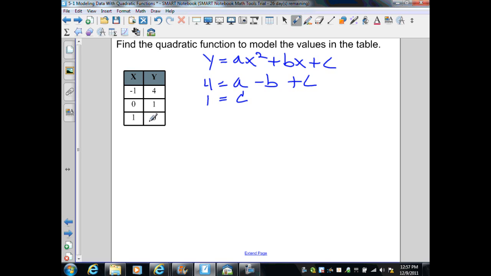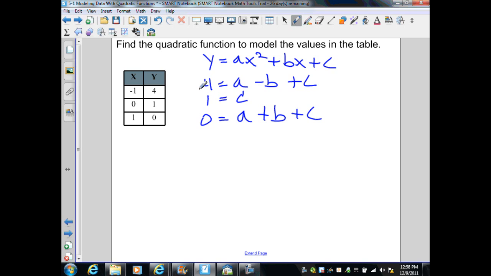For my last ordered pair, I'm going to substitute my 0 in for y and get 0. For x, I'm going to substitute in a 1. 1 squared, 1 times 1 is 1, times a is just a. Substitute 1 in for x, 1 times b is b. And I have a c. Now I'm given 3 equations with unknowns that I need to solve for. And here I already know that c is equal to 1, so I can substitute that into these 2 equations.